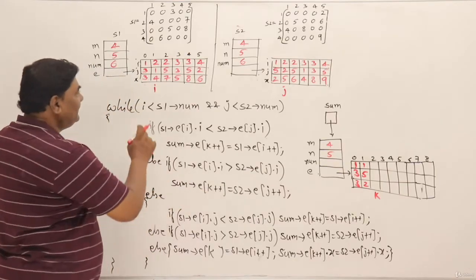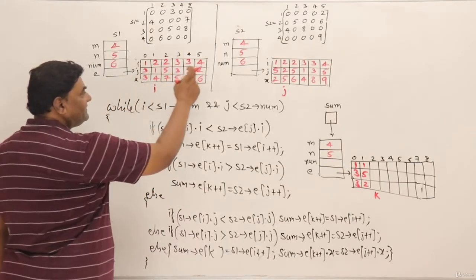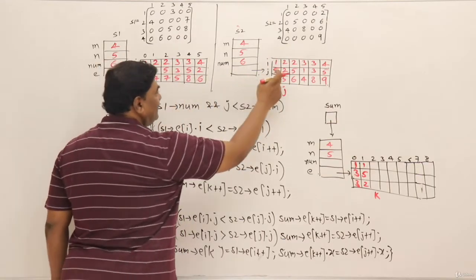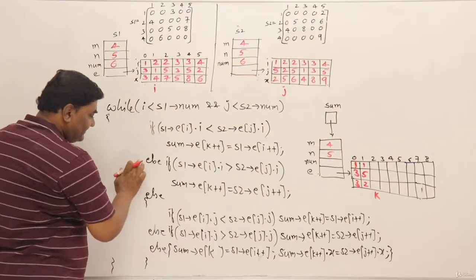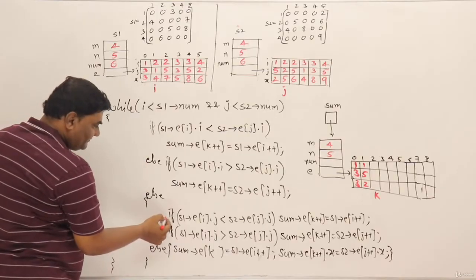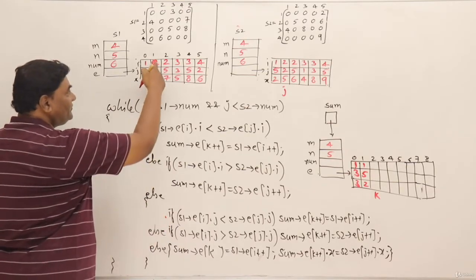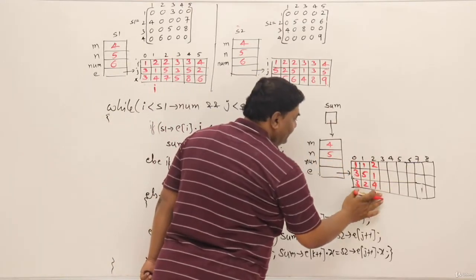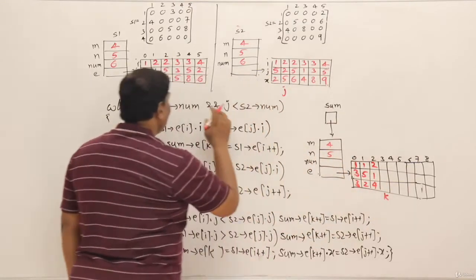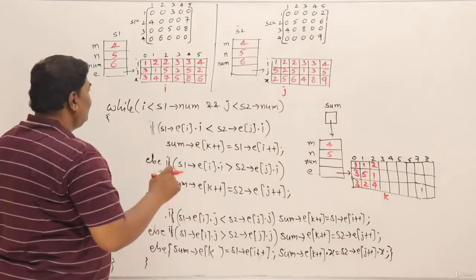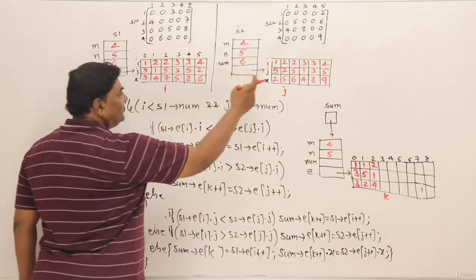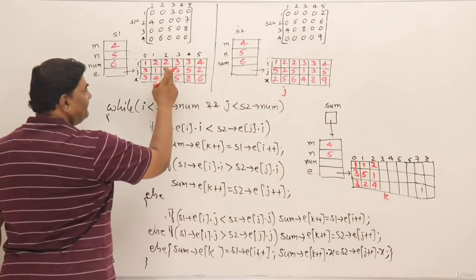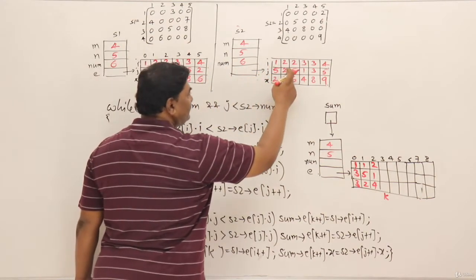Let us continue. Now row numbers are equal, 2 and 2, but the column number is 1 and the column number is 2. So again this condition will be true. Column numbers, this condition will be true. So 2, 1, 4 is copied. K is incremented as well as I is incremented. Now this time 2 and 2 row numbers are same, but in column number, this is greater, this is smaller.